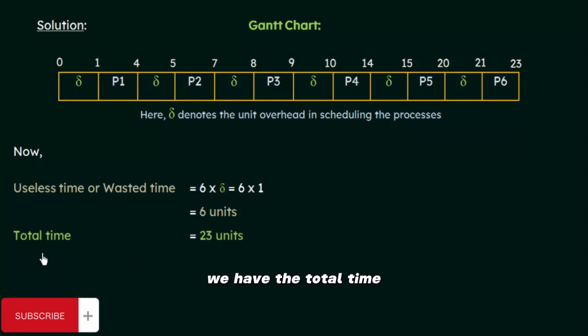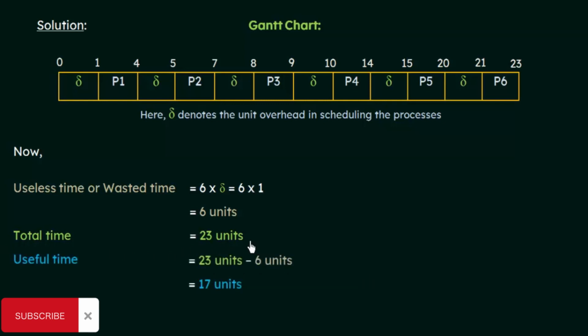And then next we have the total time. The total time that was taken for this entire set of processes to complete their execution. If you look at the chart, it is 23. The last process, P6, completed its execution at the 23rd unit of time. So the total time is 23 units. And then we have the useful time. From these 2 values we can calculate the useful time. So what is the useful time? The useful time will be the total time minus the useless, or the wasted time. So the useful time will be 23 units, which is the total time taken by these processes to complete their executions, minus the useless time, or the wasted time, which is 6 units of time. So that gives us 17 units. So the useful time is 17 units.